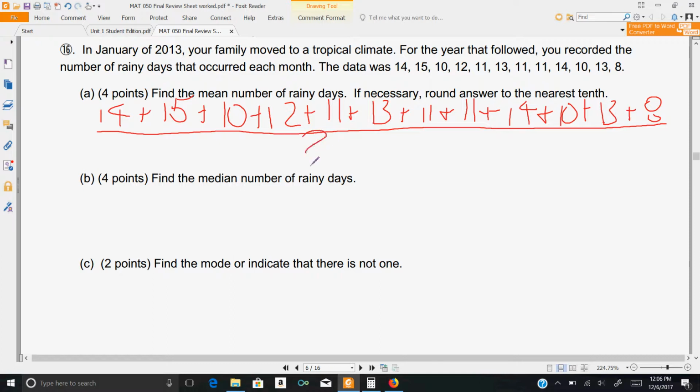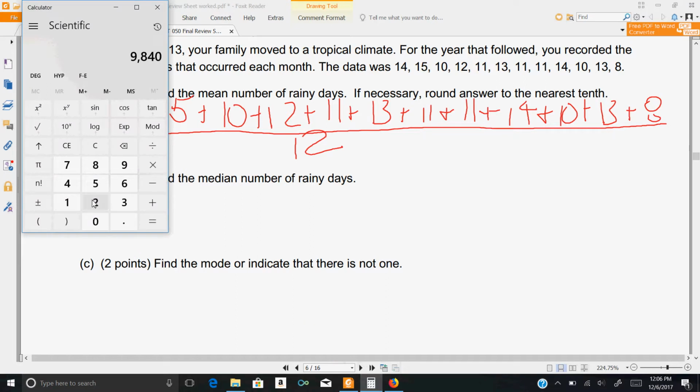I'm going to divide my answer by 12. And I go to my calculator. 14, 15, 10, and 12. 14 plus 15 plus 10 plus 12 plus 11 plus 13 plus 2 11s. Could have just put 22, but be formal.